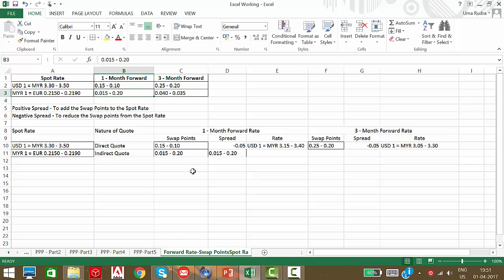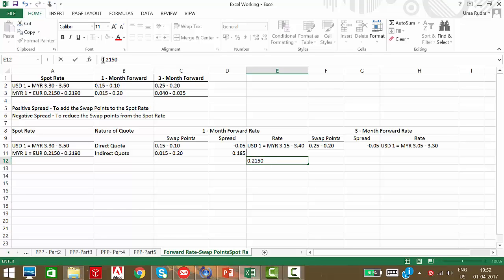.15 and 0.20. So then what would be my spread? Ask swap 0.20 minus 0.015. So this is positive. In case of positive, I need to add that. So what will happen? My spot bid rate 0.2150.